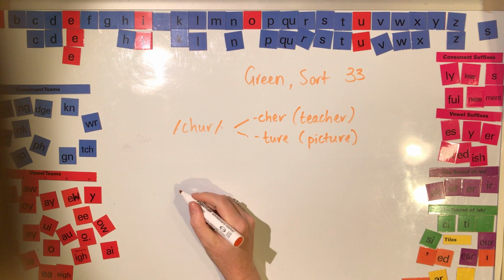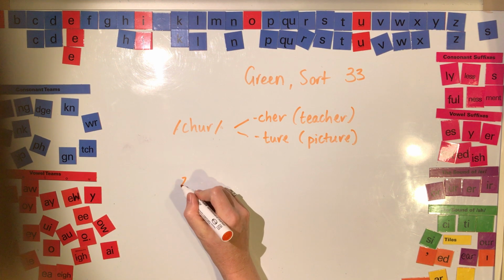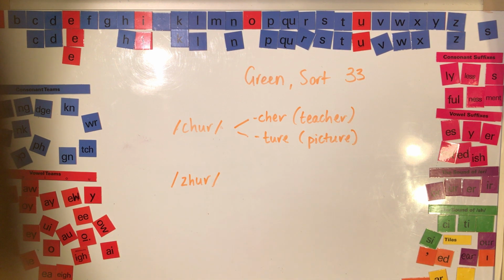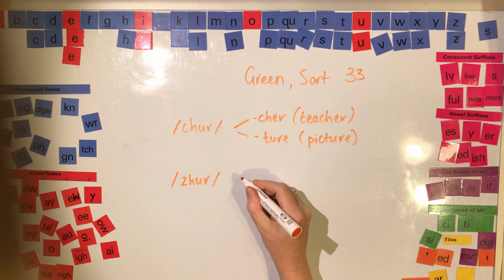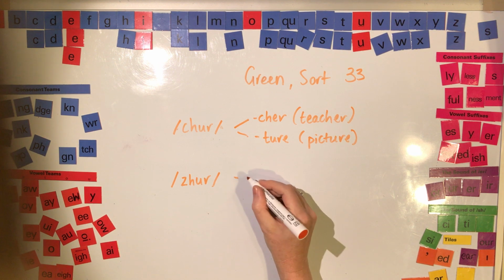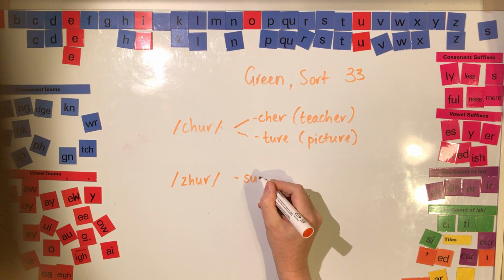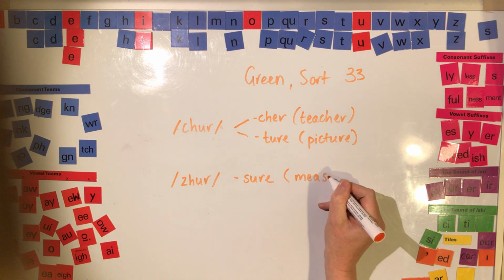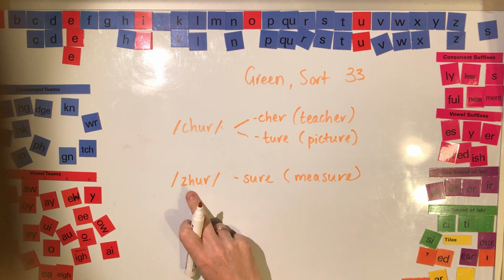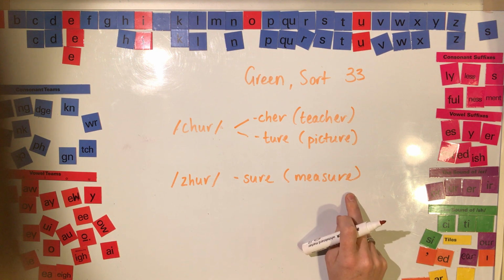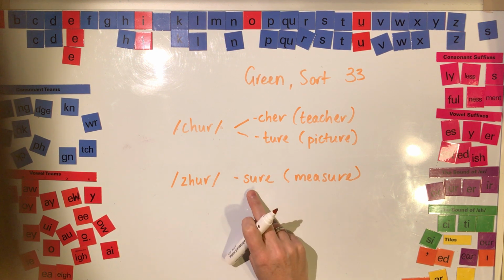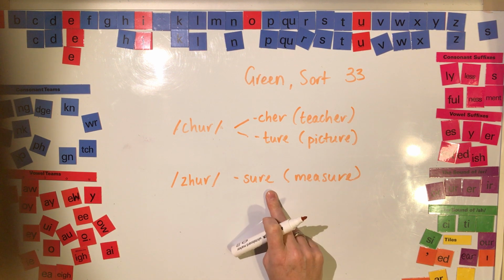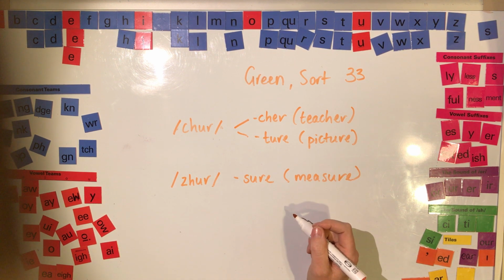We are also looking at the /zh/ sound. I'll give you an example. We actually spell it S-U-R-E, and an example is in a word like measure. Can you hear that /zh/ sound? Measure. Okay, so S-U-R-E says /zh/ at the end of words. On its own, it looks like shore, doesn't it?